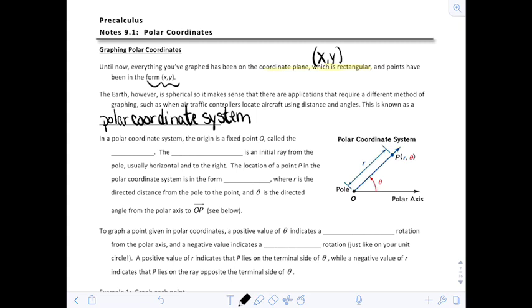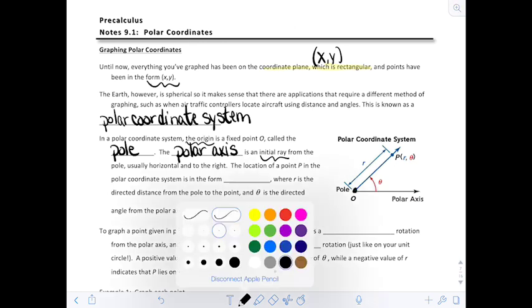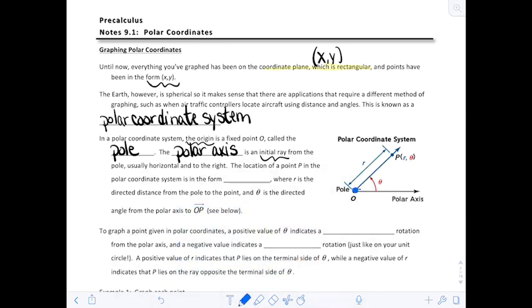In a polar coordinate system, the origin that we typically think of in the rectangular system is still a fixed point O, but in the polar coordinate system we call it the pole. And then we have what's called the polar axis, and this is an initial ray. If you look over here to the right, it has a starting point, and it goes in the direction of the positive x-axis. It is a ray, and it usually goes horizontally to the right. The ones that we'll be working with will do just that.